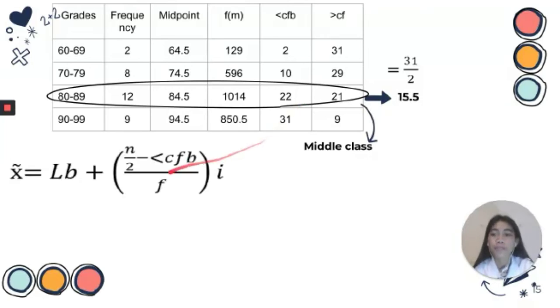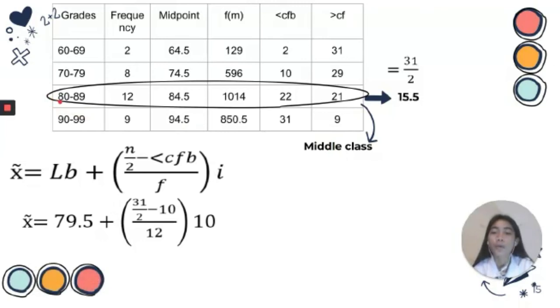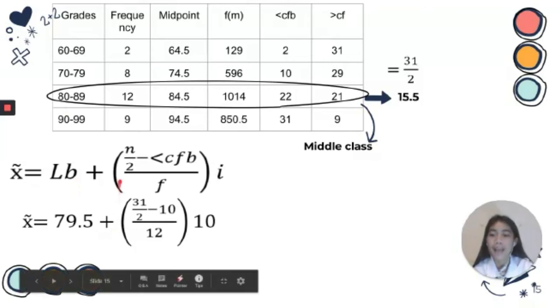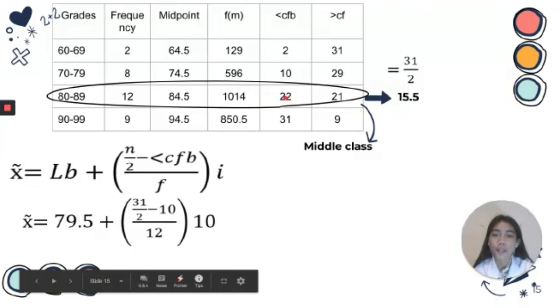So, using the formula, the median is equal to lower boundary plus the quantity of n over 2 minus less than cumulative frequency before, divided by frequency times interval. So, yung lower boundary natin is 79.5 kasi yung middle class natin is andito. So, kapag kukunin natin yung lower boundary, mag-minus lang tayo ng 0.5 para makuha natin yung lower boundary. Plus, n over 2, which is 31 over 2, minus 10. 10 kasi, di ba, ito yung less than cumulative frequency natin.